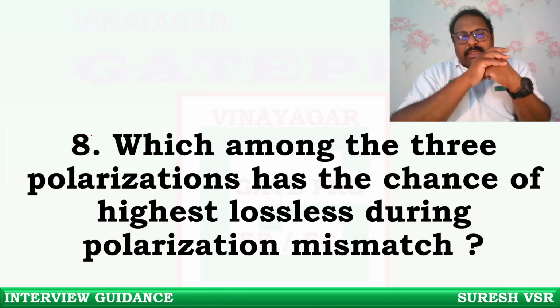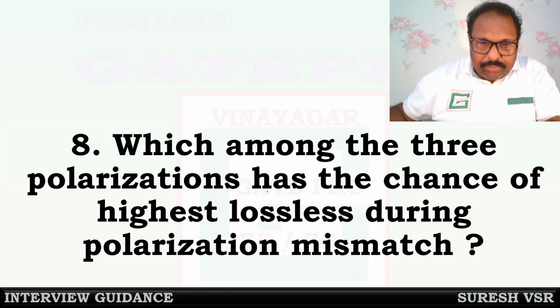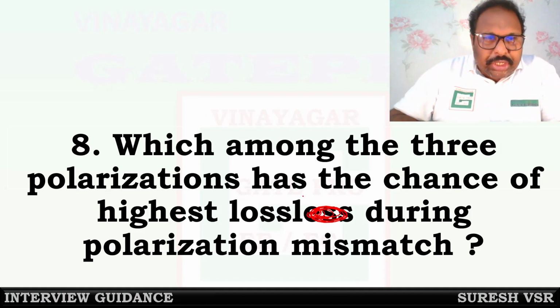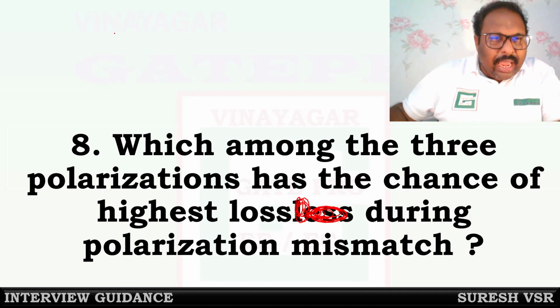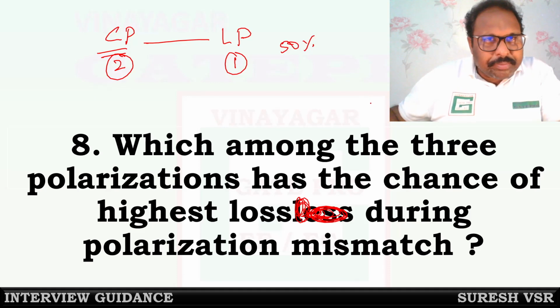Which among the three polarizations has a chance of highest loss? It's loss, not lossless. Which among the three polarizations has a chance of highest loss during polarization mismatch? Given that I have a polarization mismatch occurring, which of the three polarizations is likely to have a loss? Like let's say I have a circularly polarized wave and I'm putting here a linearly polarized receiving antenna. Then of the two components, I'll surely receive one of them. So polarization loss is 50%.